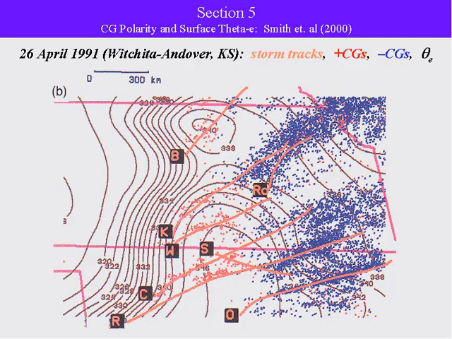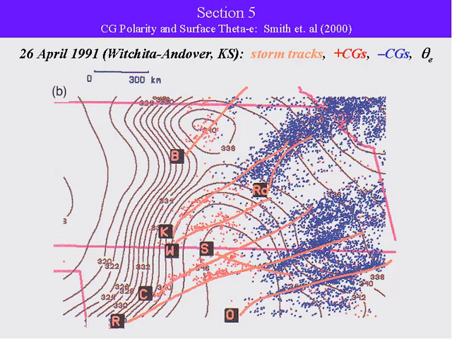This figure is from Smith et al. 2000, and there are several different things plotted here, so I'll take a minute to explain. The first are the brown lines here, and these are contours of surface theta E values. And you can see what we're looking at is a map of Oklahoma here and Kansas here, and we have a surface theta E ridge which extends north-south up through central Kansas and central Oklahoma.